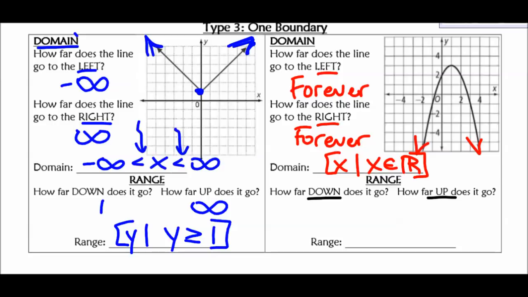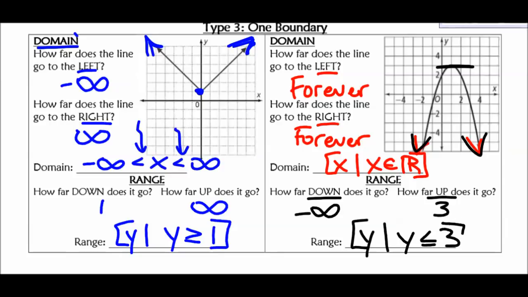When I'm talking about the range, I'm talking about how far up or down it goes. Well, that's going to go down forever. That's what those arrows are telling us. That goes down to negative infinity. And it only gets up to this point, but it actually does hit that point, so it gets up to 3. So I'm going to write this in set builder notation again. Y is a number such that y is less than or equal to 3.